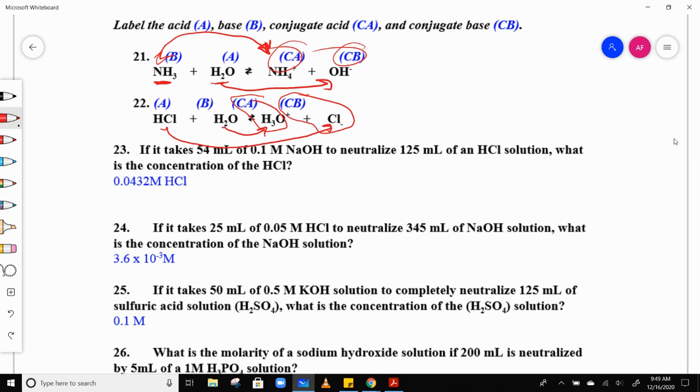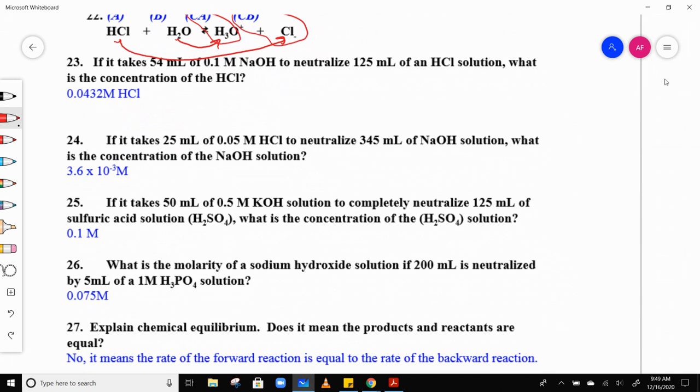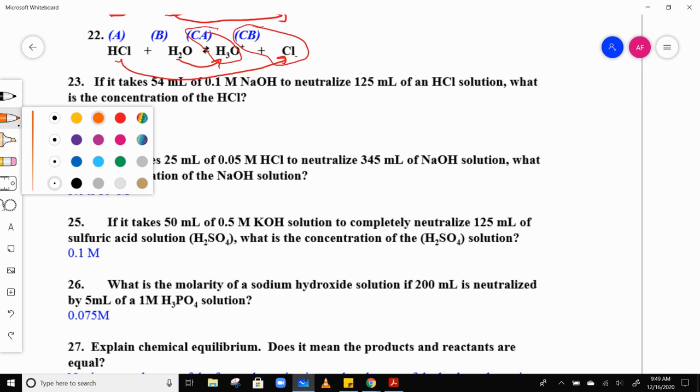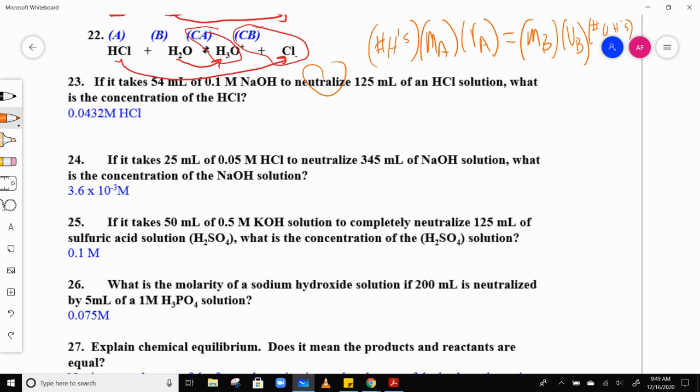Okay, next one, 23, 24, 25, and 26. They all use this equation: the number of H's times the molarity of the acid times the volume of the acid needs to equal the molarity of the base times the volume of the base times the number of OH minuses. This is for a neutralization reaction, so anything that says neutralize.